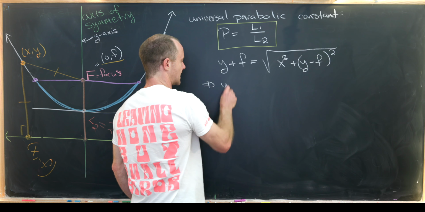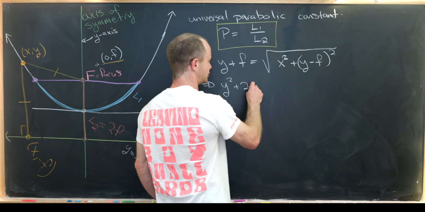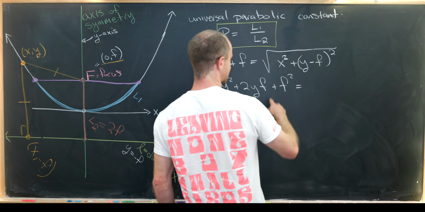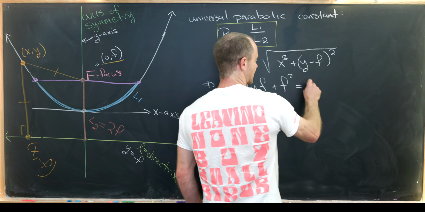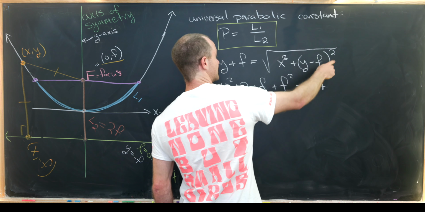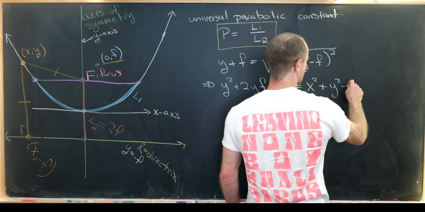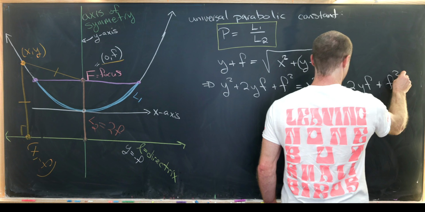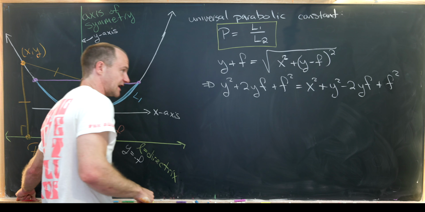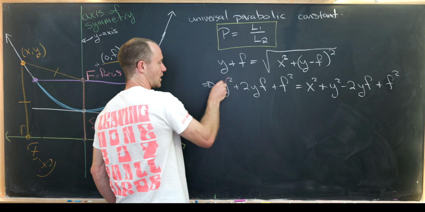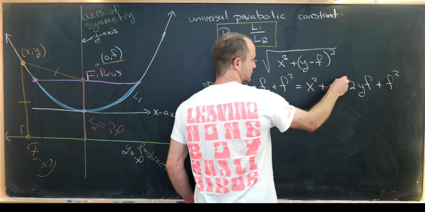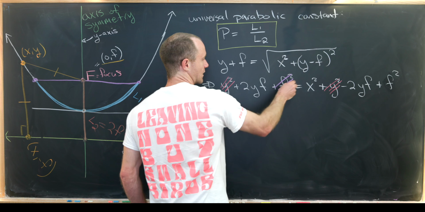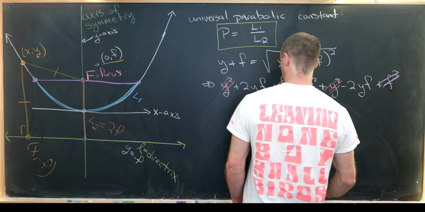Squaring this side gives us y squared plus 2yf plus f squared. And then squaring this side will get rid of the square root, so that'll give me x squared. And then I'll distribute this out as well, so that'll be y squared minus 2yf plus f squared. And now some stuff cancels. So notice this y squared cancels this y squared, and likewise, this f squared cancels this f squared.